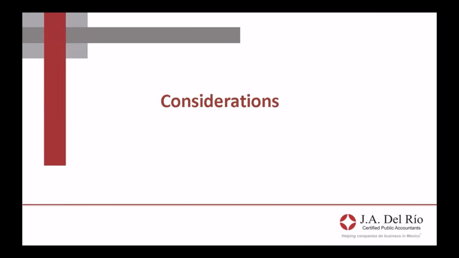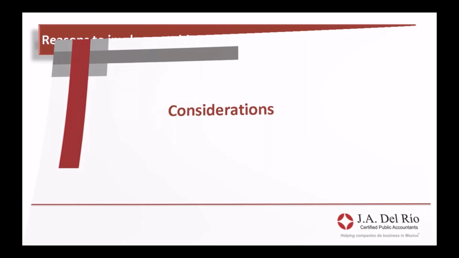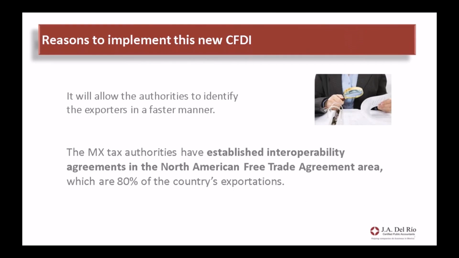Yes, because at the end of the day, one of the main reasons for the government to implement this new electronic invoice is to allow the authorities, and when we are talking about authorities, we're talking about both sides, the importer and the exporter. So it will allow the authorities to identify the exporter in a faster manner.